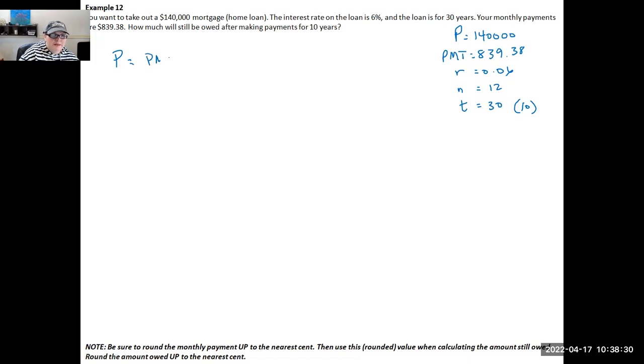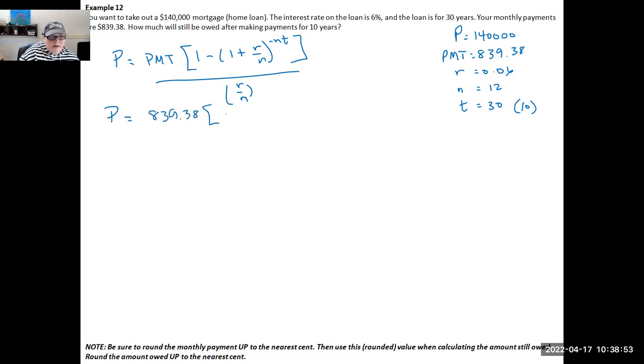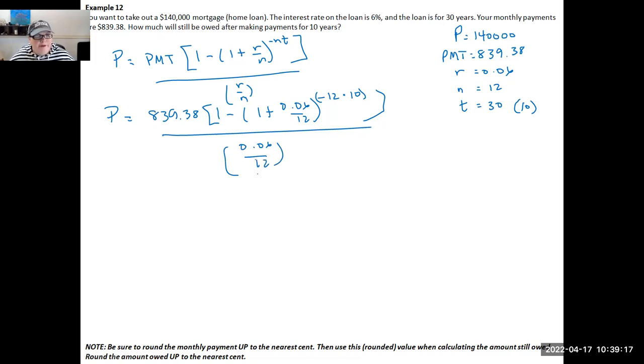I'm going to write this all out for you. PMT times 1 minus, this is just the loan formula, 1 minus 1 plus R over N to the negative NT, divided by R over N. Okay, so I'm ignoring the 140,000 and I'm going to solve for P. 839.38 times 1 minus 1 plus 0.06 over 12 raised to the negative 12, putting that parenthesis because I always forget it, times 10, because I'm basing it on the 10 years that they're asking about. Close parenthesis, and then all that's divided by 0.06 over 12.